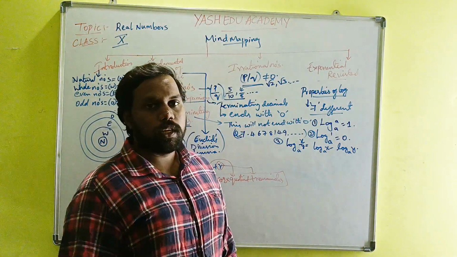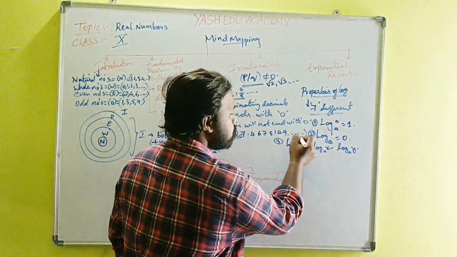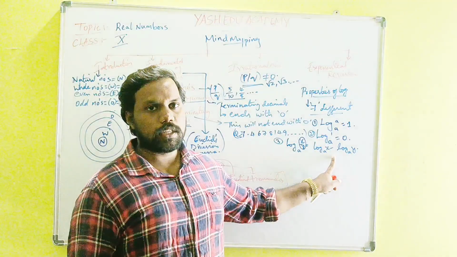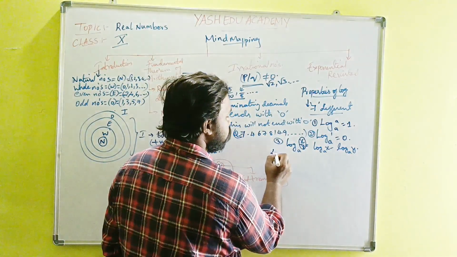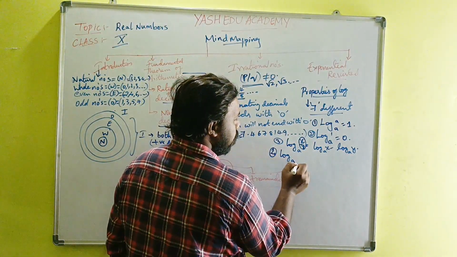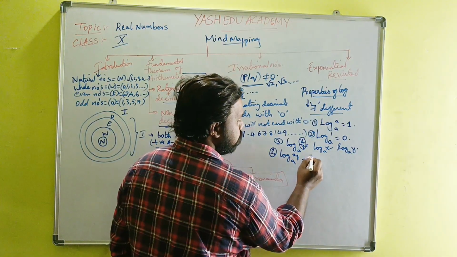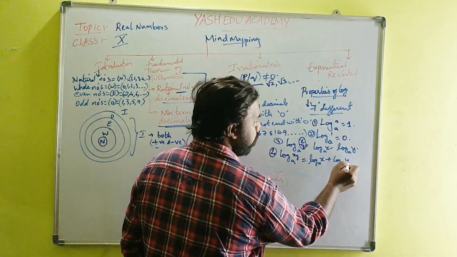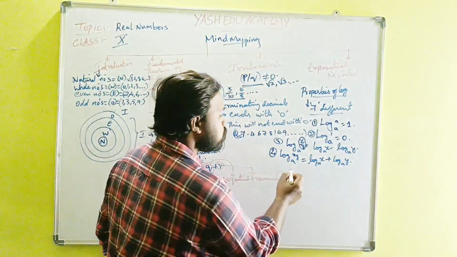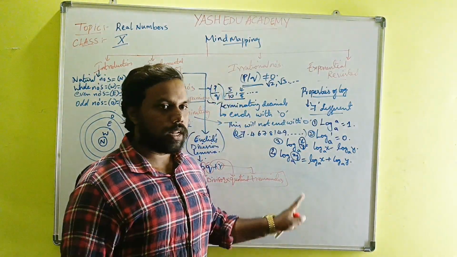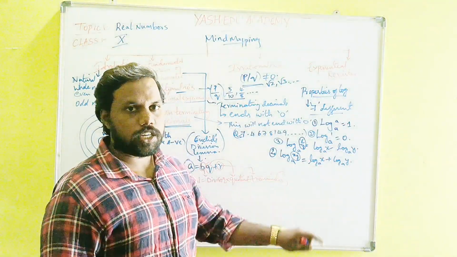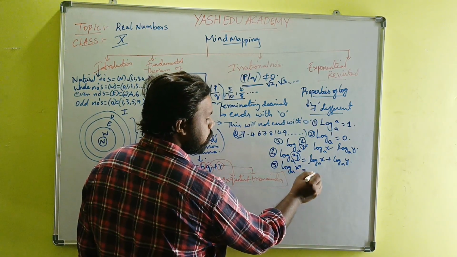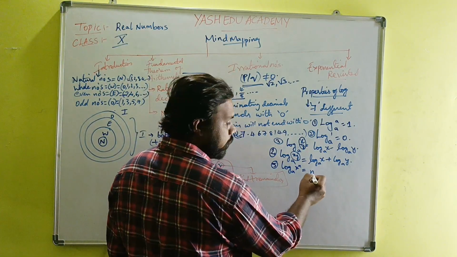Remember here, whenever the power or exponential value is in the division form, then automatically the right hand side will be in the subtraction form. The same way, the fourth one, log base a of xy is equal to log base a x plus log base a y. So whenever the powers or exponential values are in the multiplication format, then the RHS values will be in the addition format.